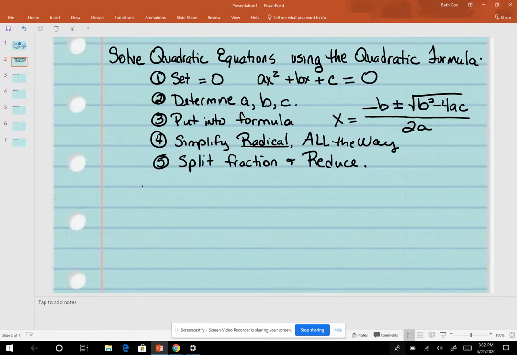First, we want to make sure our equation is equal to 0, and it needs to be in the form of ax to the second plus bx plus c equals 0. Then we need to determine our a, b, and c. Then we're going to put the a, b, and c into our quadratic formula, and then we're going to have to simplify that. To simplify that, we do the radical first, all the way, and then we are going to split our fraction and reduce. The reason we're going to do that is so that we can do the same thing for every single problem.